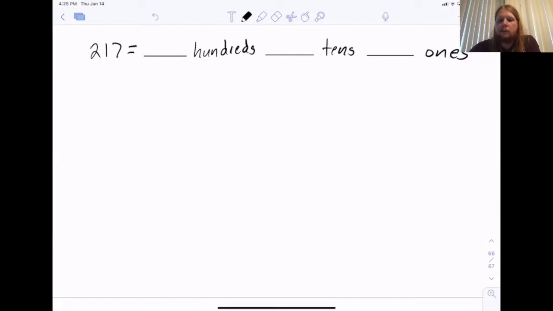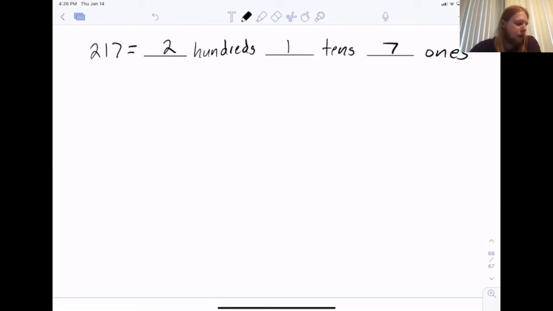Well, we can do the same thing where we look at place values. So 217 has 2 hundreds, 1 ten, and 7 ones. Now that's not the tough part.